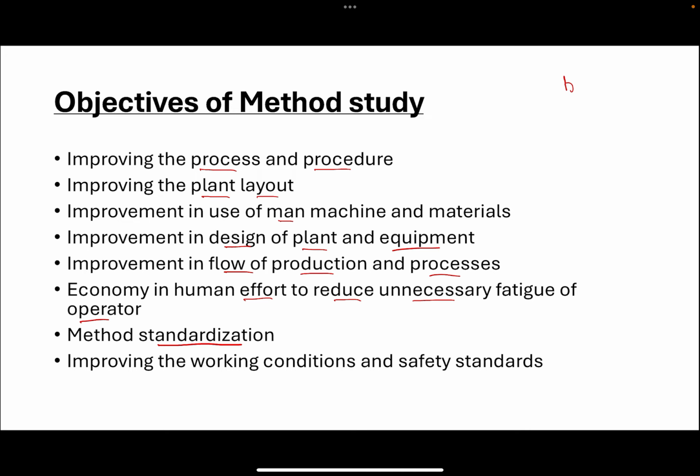When we try to develop the best method, we need to keep these important things in mind. We are trying to improve the process and procedure, and the plant layout needs to be changed so that unnecessary movement of man and material is avoided, right? And then we will try to design the best working conditions and safety standards, etc. So these are the objectives.